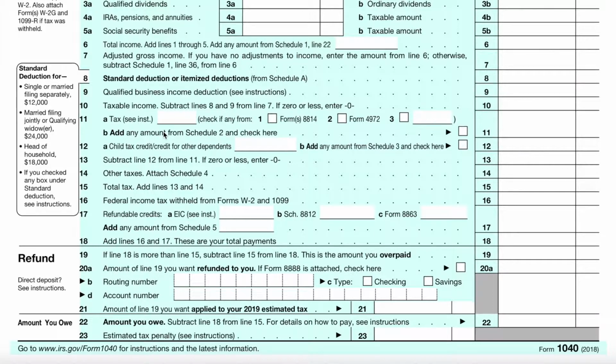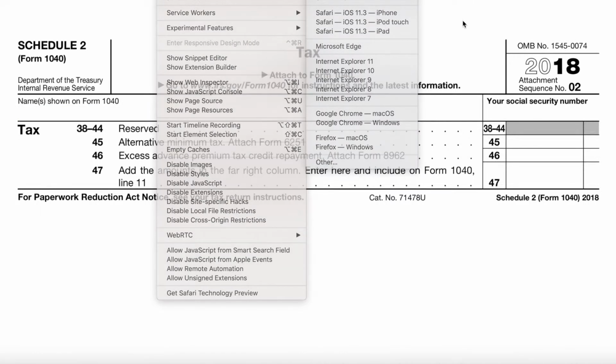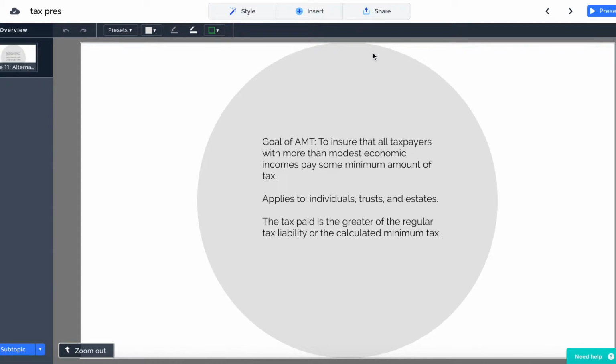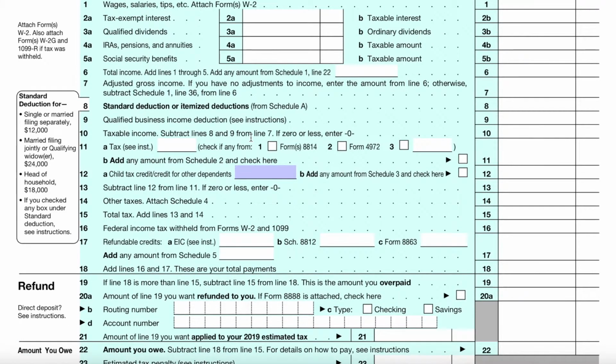And then we have line item 11B. For here, I want to look at Schedule 2, which has your alternative minimum tax. The alternative minimum tax is used to ensure that all taxpayers with more than modest economic incomes pay some minimum amount of the tax. And this applies to individuals, trusts, and estates. The higher of your regular taxable liability or the calculated minimum tax is going to be your tax.